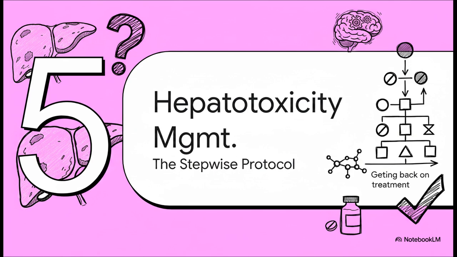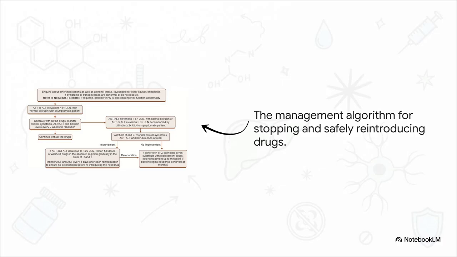Okay, so understanding the problem is one thing. Now let's talk about the solution. This is crucial. When your patient develops hepatotoxicity, you can't panic. You need a clear, stepwise plan to manage the situation and safely get them back on treatment. Now, I know this flowchart looks a little intimidating, but the logic behind it is actually very straightforward. Let's break it down into 3 simple phases.